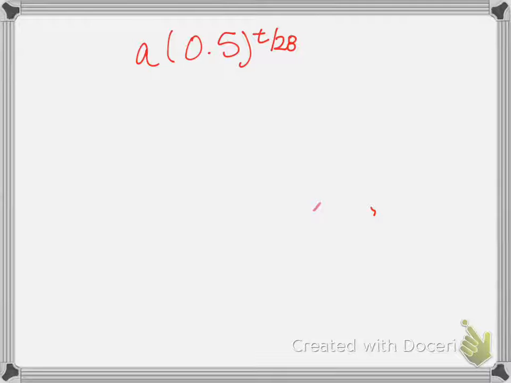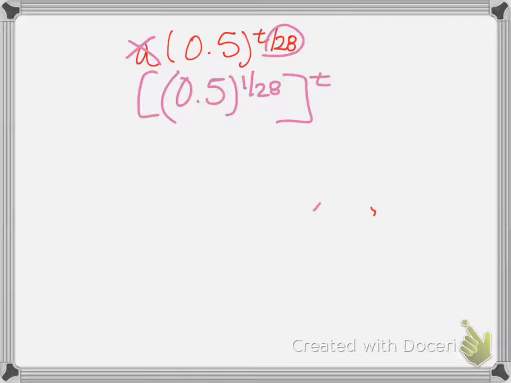So what we're going to do is we're going to deal with that divided by 28 first. So I'm going to ignore the a for a little bit. I'm just going to ignore it for now. And I'm going to rewrite this as 0.5 raised to the power of 1 over 28.